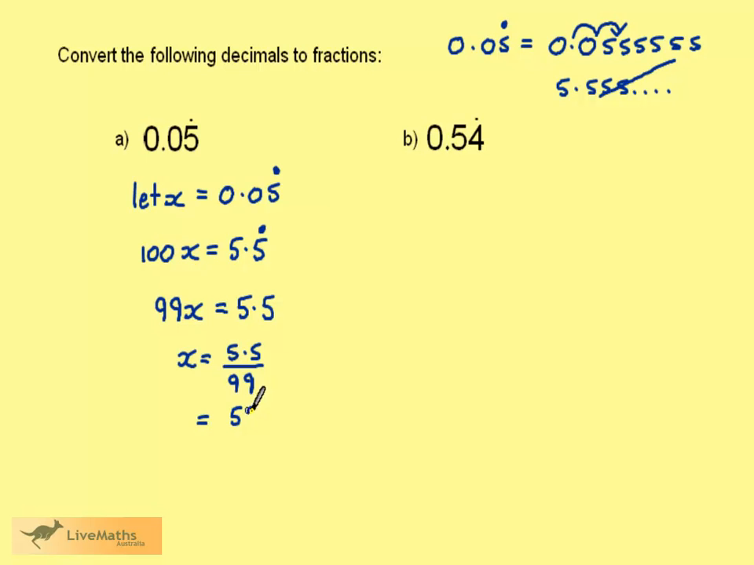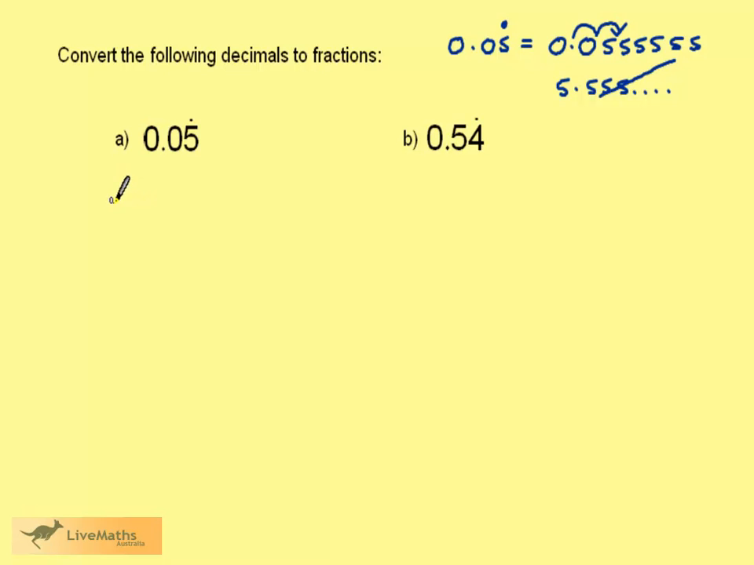Multiplying top and bottom by 10 gives 55 over 990. We can cancel down here. 55 goes into 55 once, and into 990 18 times. Although you may not have noticed this straight away, and may have cancelled in stages. So our final answer here is 1/18.